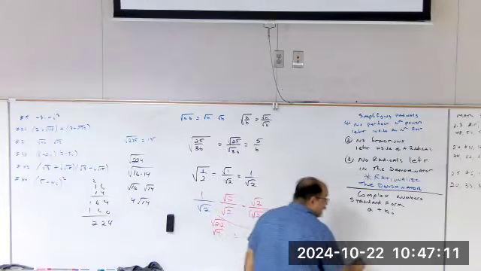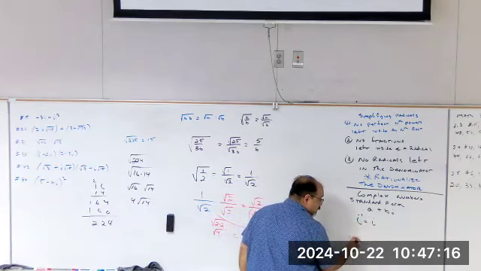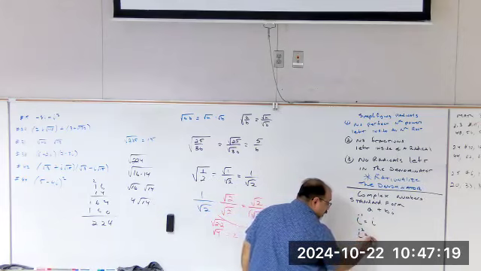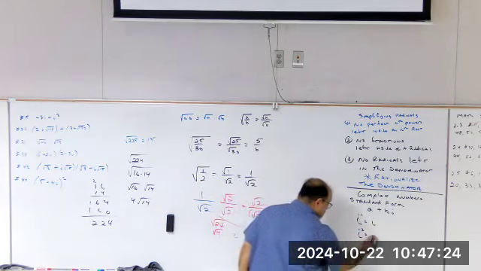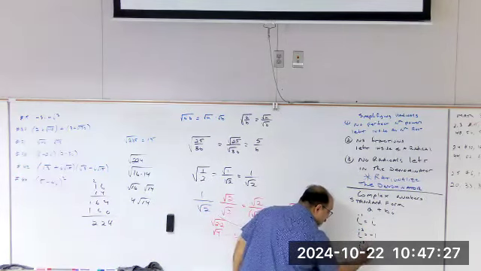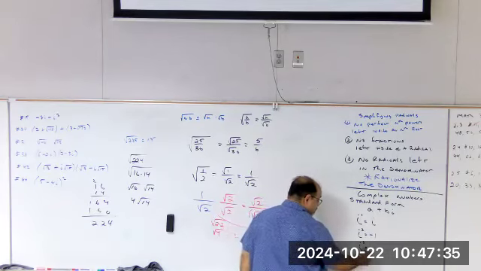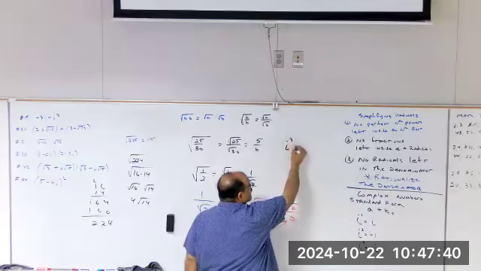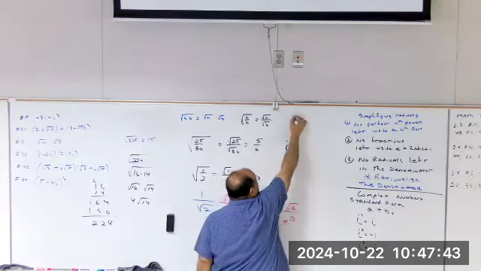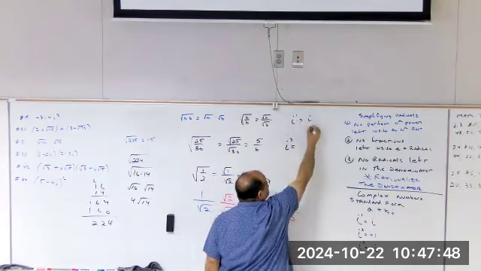There's a few things to make sure we have down. i to the first is just i. i to the second power, do you remember? -1. i to the third power is negative i. Just like anything else to the first power is itself.